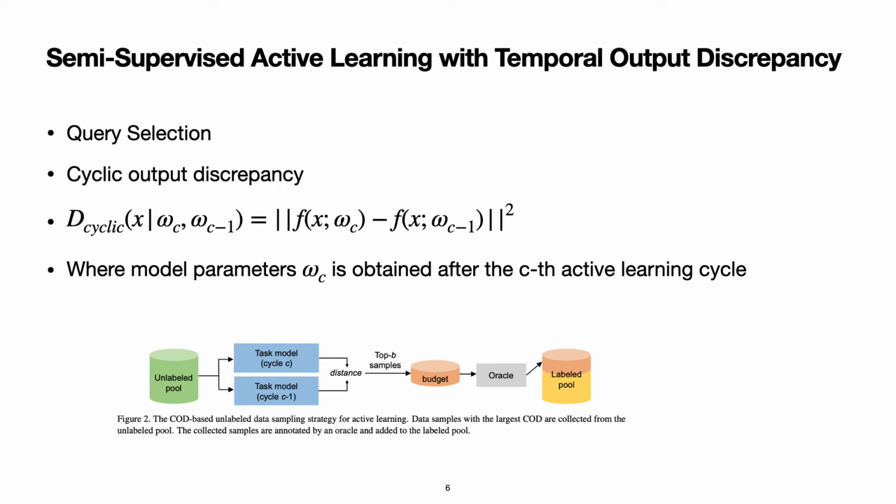And the third paper is about semi-supervised active learning with temporal output discrepancy. This paper is about how to use active learning framework with semi-supervised learning framework. They use a temporal output discrepancy as the query method, and the equation is on the third line, and this represents the difference between 2 predictions. The first prediction is from the model weight that has been trained on the previous active learning cycle, and the second prediction is from the current one.